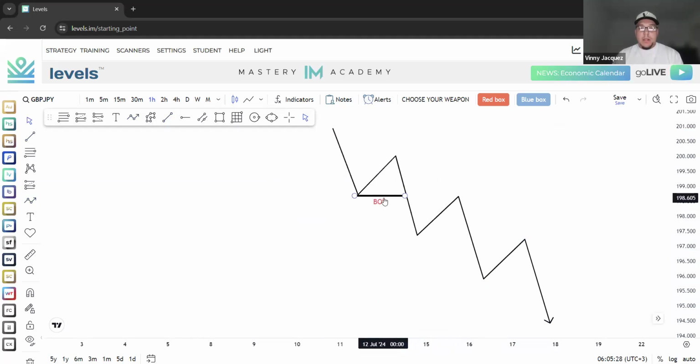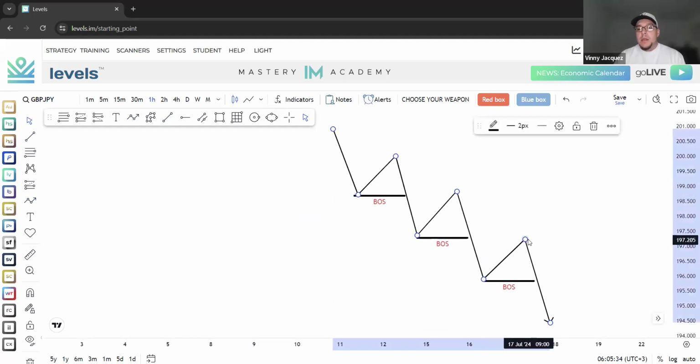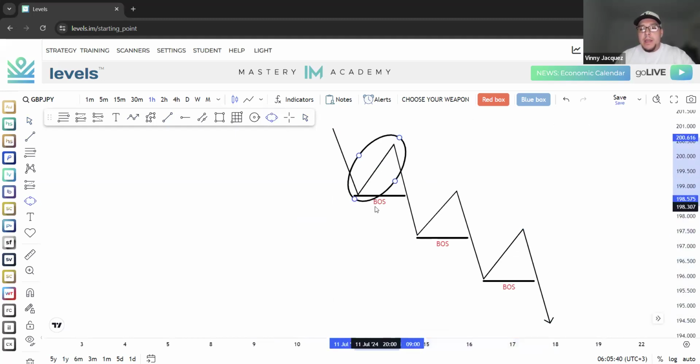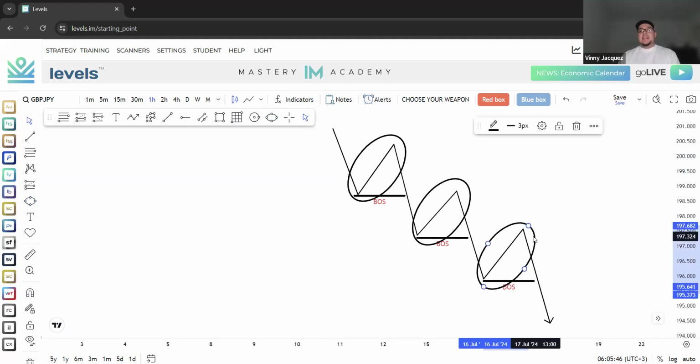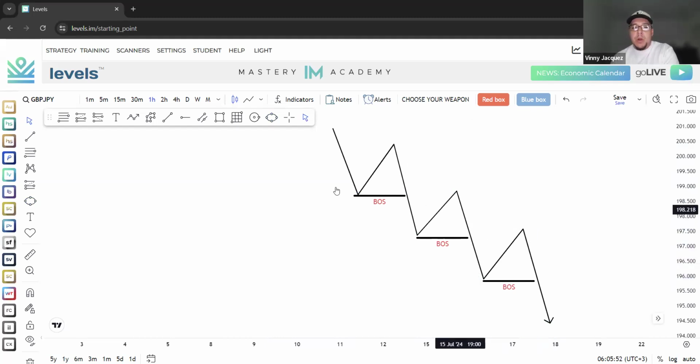All right, we're getting break of structures to the downside. This is a good thing. But in these pullbacks here, what can we identify that can help us with finding head and shoulders? Because starting points are fairly easy to see, and the starting points come with the breakout.